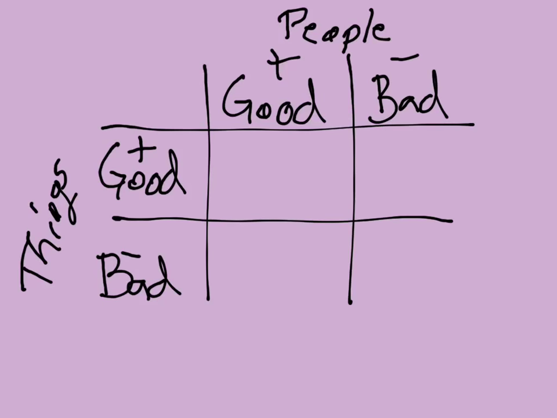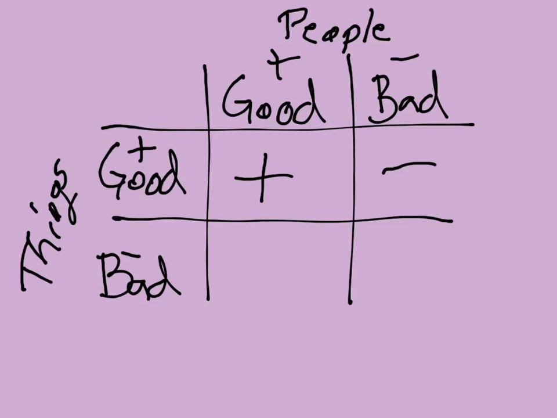If a good thing happens to a good person, like let's say a good person finds a $20 bill on the ground, that would be a positive thing. If a good thing happens to a bad person, let's say a robber gets away with stealing something, that'd be a good thing happening for this bad person. Well, that would be a bad thing for society, so we'd say that's a negative.